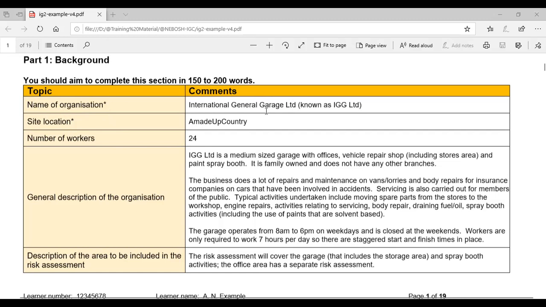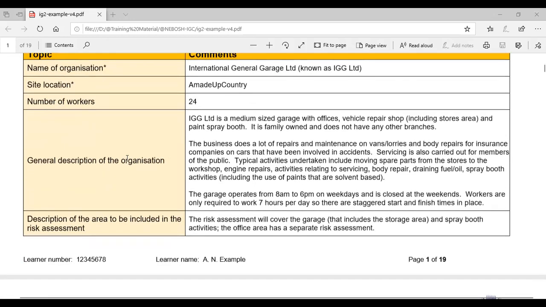What is the name of the organization? Well, like they mentioned, International General Garage. Site location, a made-up country, and number of workers, 24. And these are the checkpoints even in the checklist, so make sure you fill that in.